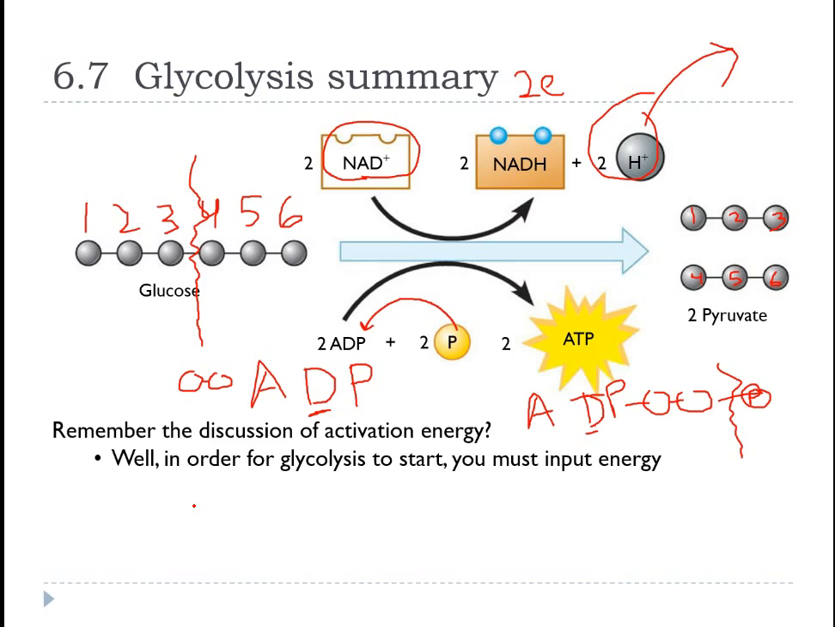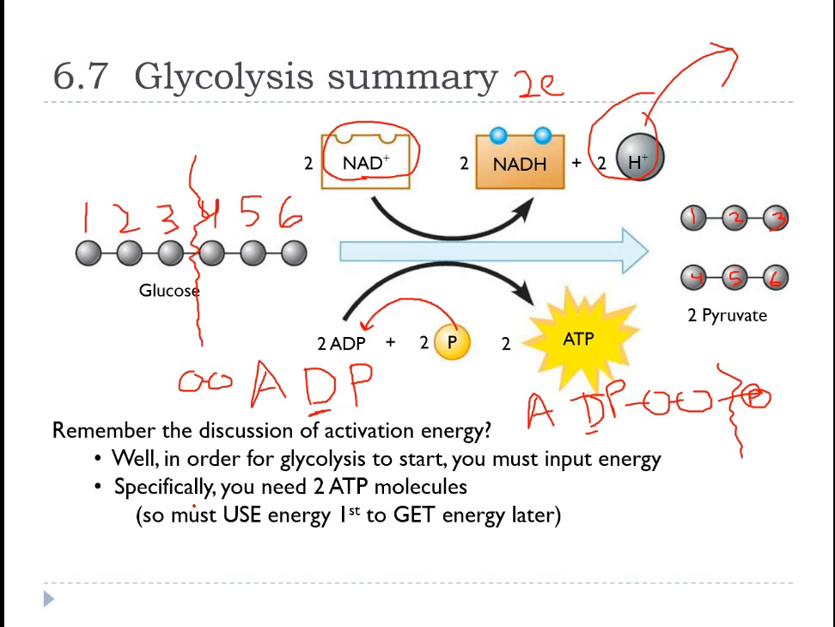In order for glycolysis to start, you must put energy in, and this process is just like that. We need energy in to actually make a bunch of energy. And you probably heard that term, it takes money to make money. Well, it takes ATP to make ATP. Specifically, we need 2 ATPs to get this process started.